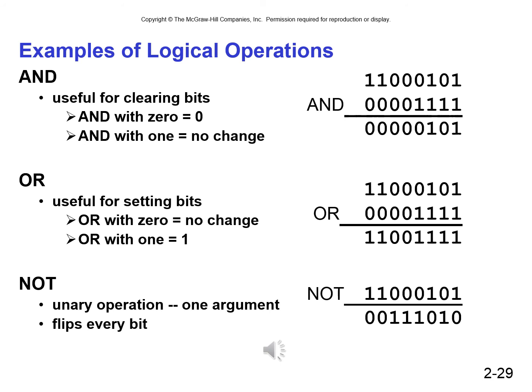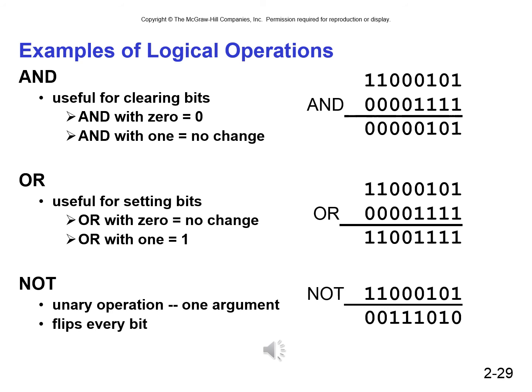So here's an example of an AND: 1 1 0 0 0 1 0 1, and it with 0 0 0 1 1 1 1 1. And you could see if we start at bit 0, 1 and 1, 1. 0 and 1, 0. 1 and 1, 1. So the only time you get a 1 in the result is if A and B are 1.